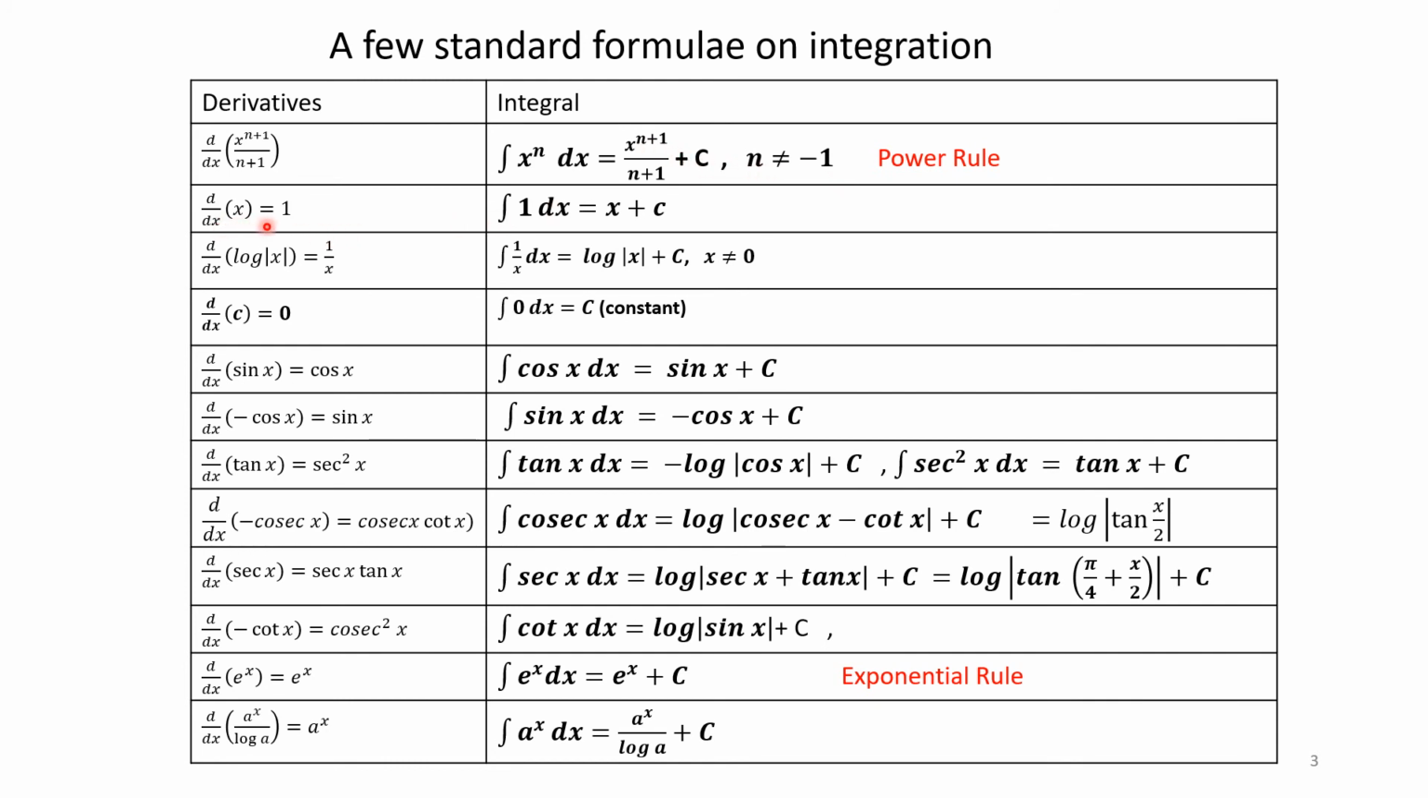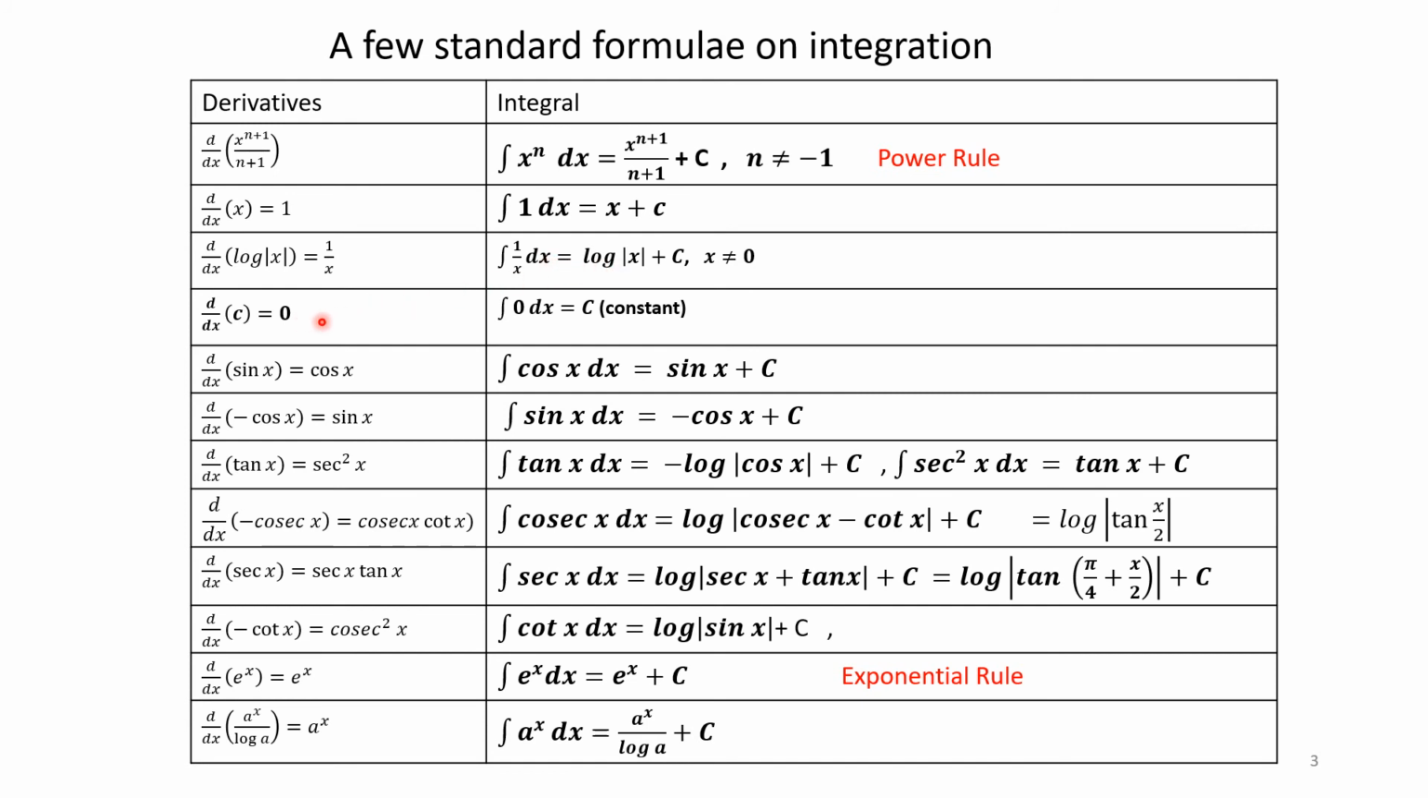Similarly, d by dx of x we know as 1. So, integral of 1 dx is x plus c. The third one, d by dx of log x, we know that it is 1 by x, whereas integral of 1 by x dx will be equal to log of mod x plus c. You please remember, whenever you are mentioning log, it is always for a positive value. And here in this equation, x is not equal to 0. See, denominator x is not equal to 0.